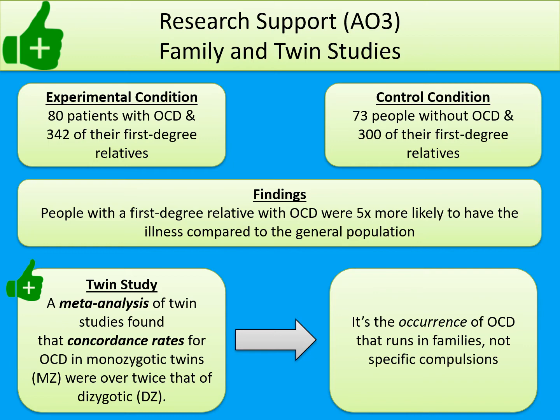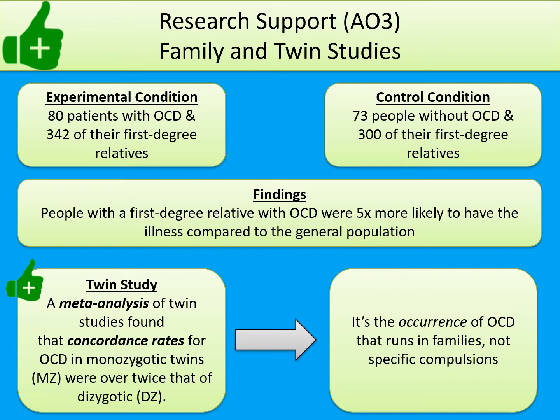So the first one is a family study, and there was an experiment where the experimental condition had 80 patients with OCD and 342 of their first degree relatives. They compared those people to the control condition, which was 73 people without OCD and 300 of their first degree relatives. And what they found was that people with a first degree relative with OCD were 5 times more likely to have the illness compared to the general population. So that is research support. Your first degree relative might be a biological parent, and if your biological parent has OCD, you are 5 times more likely to have the illness yourself.